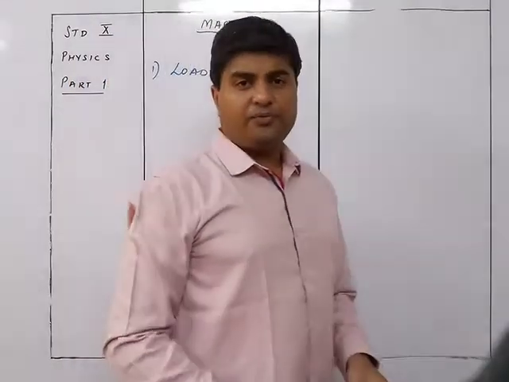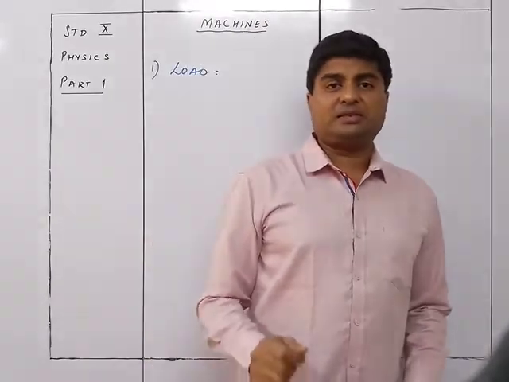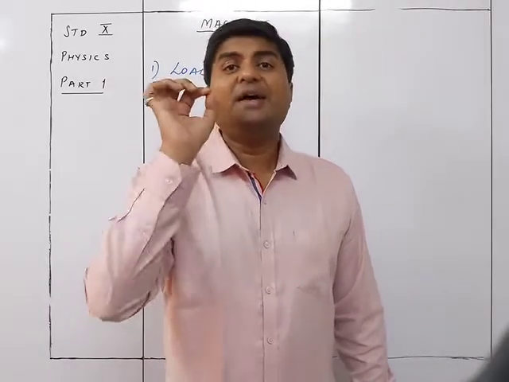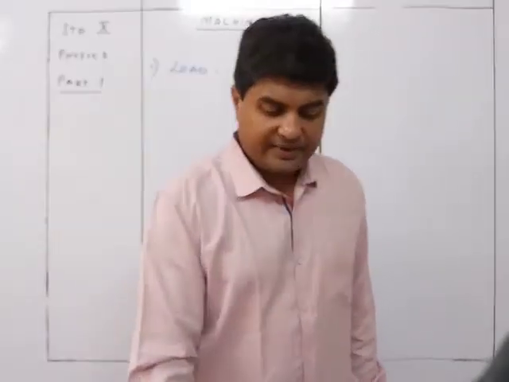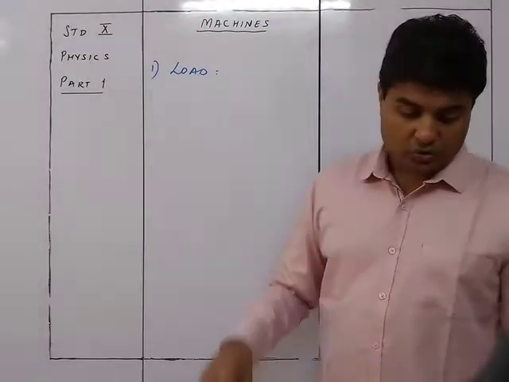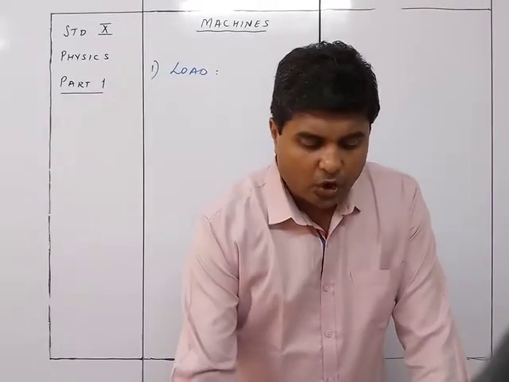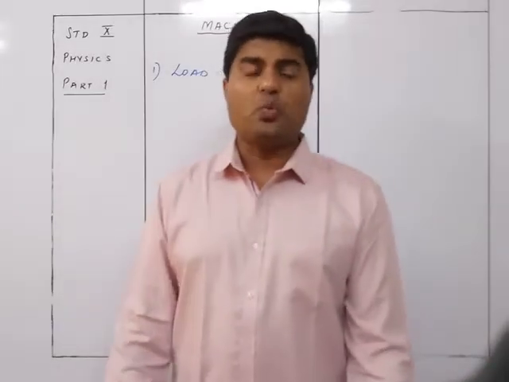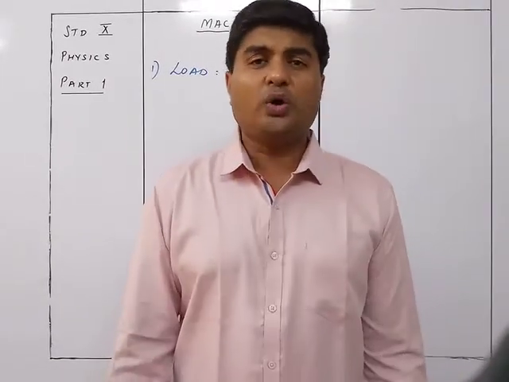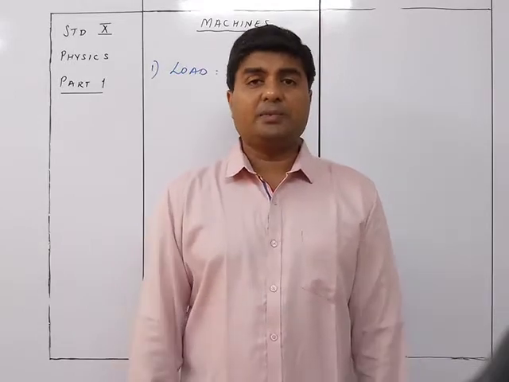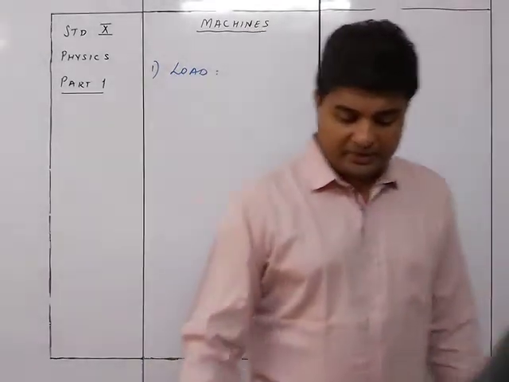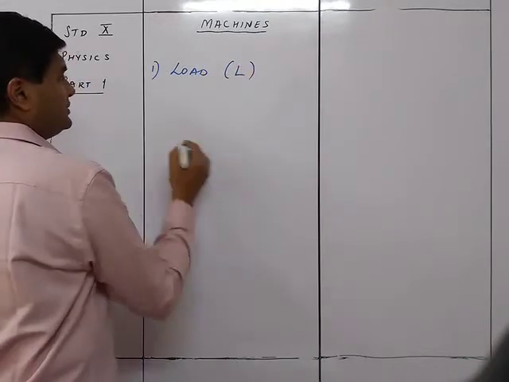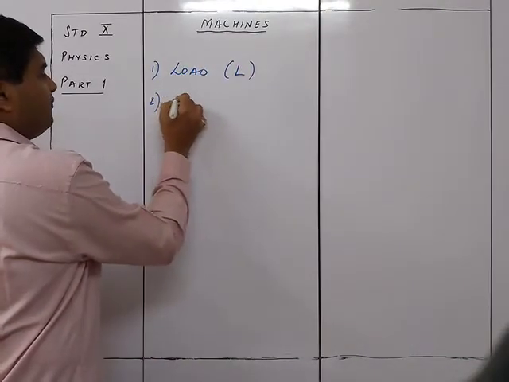We defined a machine as the one which can overcome a large resistive force. That large resistive force is nothing but the load. So we say the resistive or opposite force to be overcome by a machine is called the load. Load is always given as capital L. So that's load. The second one is the effort.